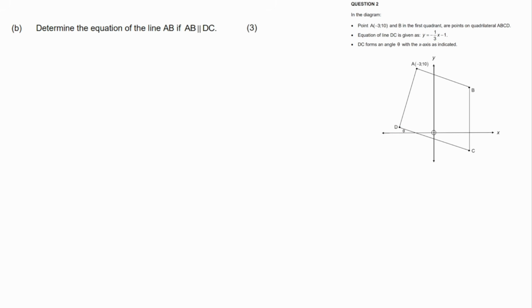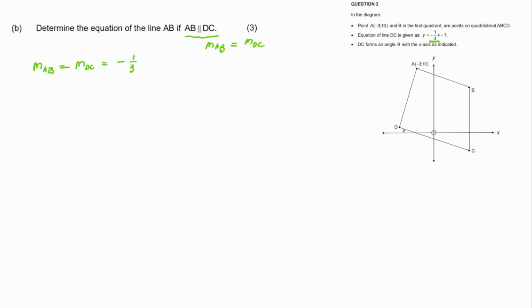Now they say we have to determine the equation of the line AB if AB is parallel to DC. So very important, parallel lines just mean the gradient of AB is going to be equal to the gradient of DC. So we already have this sorted. We know what the gradient of DC is. It's just this thing over here. So the gradient of AB is equal to the gradient of DC, which is equal to negative 1 over 3.